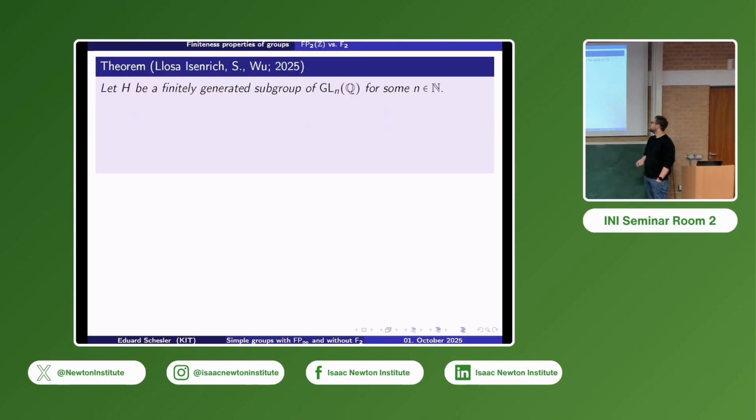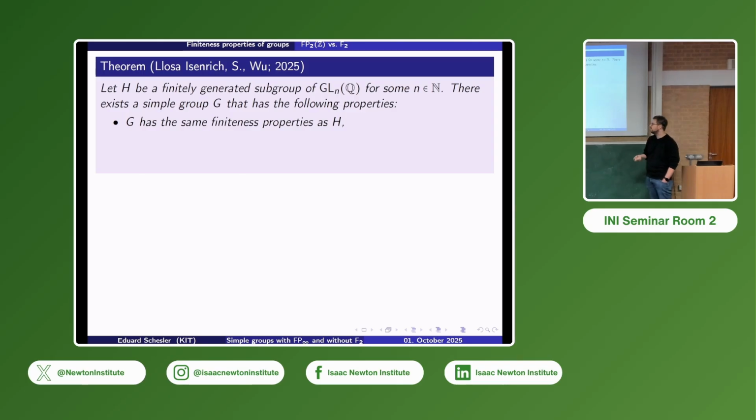Okay. The main result that I stated is deduced from another result. It's almost a direct consequence of the following theorem. We start with a finitely generated subgroup H that is linear over Q. And then the claim is that there exists a simple group G that has the same finiteness properties as H. Recall that Stallings-Bieri groups are linear over Z, so in particular, H can be chosen as such a group. H is a subgroup, and G admits H as a quasi-retract. So this is actually the way we get the negative finiteness properties.